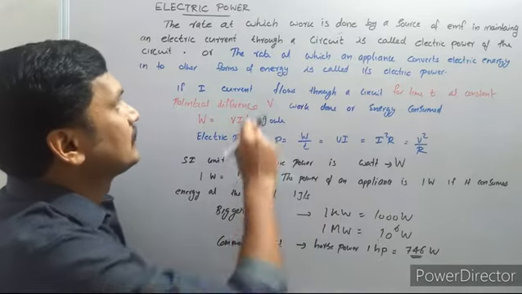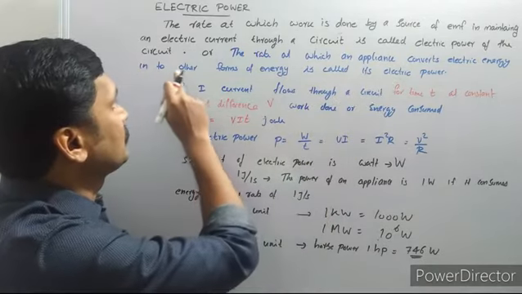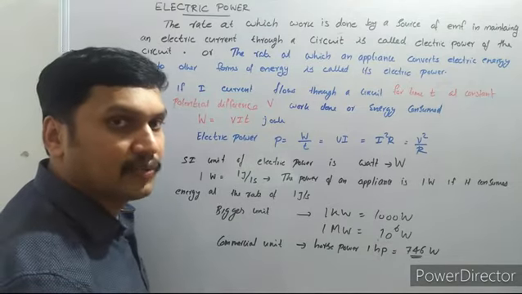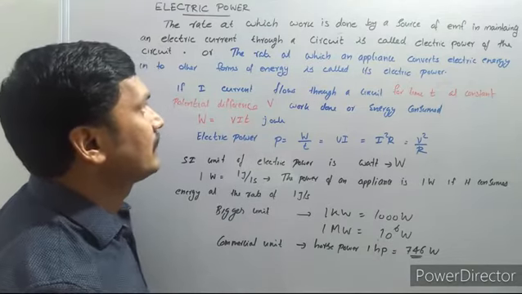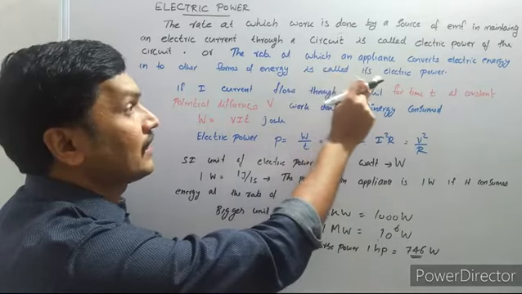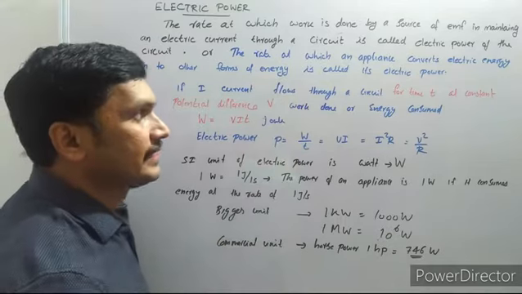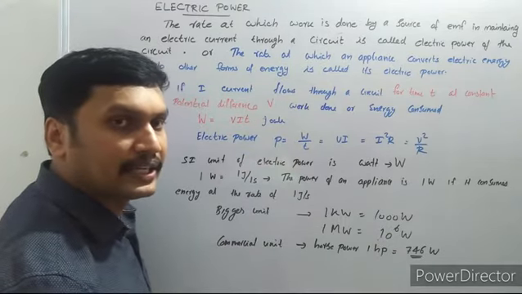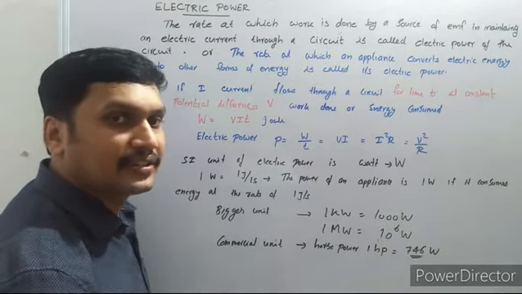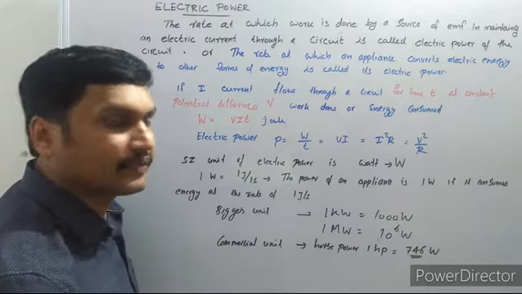Or otherwise, the rate at which an appliance converts electric energy into other forms of energy is called its electric power. If it's an electric device, we can define the power of the electric device or appliance this way: the rate at which an appliance converts electrical energy into other forms of energy is called its electric power. Usually, when an electric device works, it consumes electrical energy, and the electric energy consumed in a unit time is known as the power of that electric device.